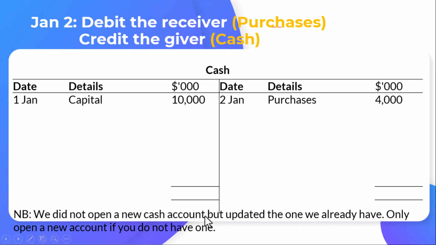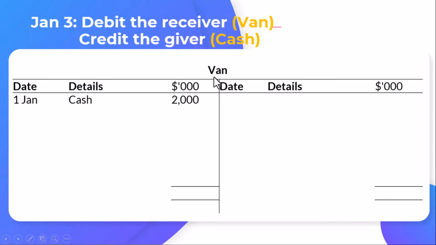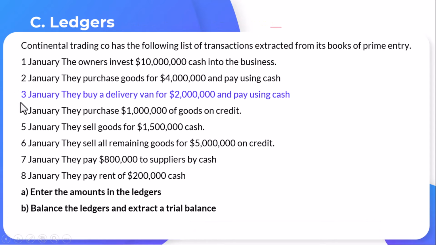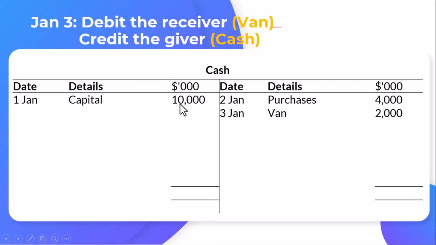Notice that we did not open a new cash account but updated the one we already have. We only open a new account if we do not have one, as you will see later. Let's go to the next transaction, which is 3rd January, where they buy a delivery van for 2 million and pay using cash. So here delivery van is supposed to be debited and cash is supposed to be credited. So for the van, we open a new account because we didn't have a van account. On the 1st of January, that date is supposed to be 3rd of January actually. So on the 3rd of January, we credit cash with 2 million. We debit van with 2 million. So that's 3rd of January, van 2 million.